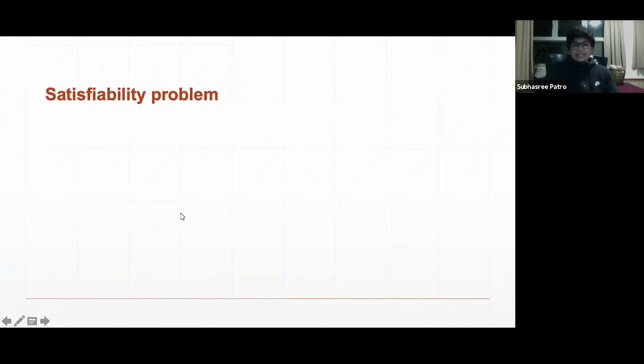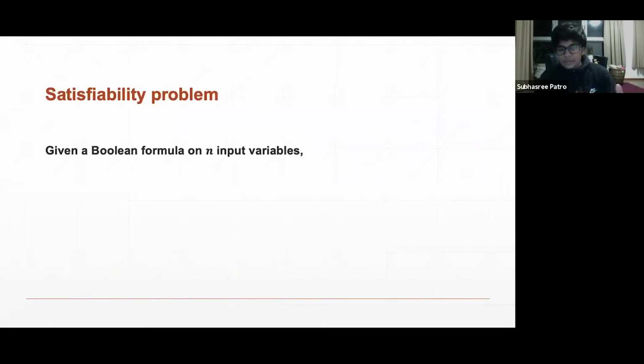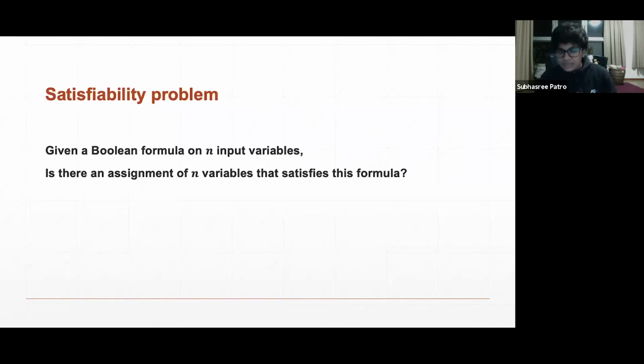Okay, let's consider the satisfiability problem. So, what is the satisfiability problem? We have a Boolean formula on n input variables, and we want to know if there exists an assignment to these variables that satisfies this formula. Let me give you an example.